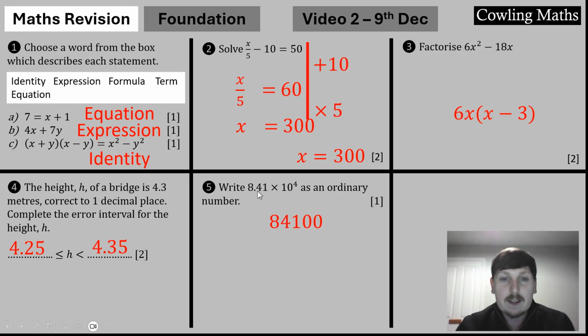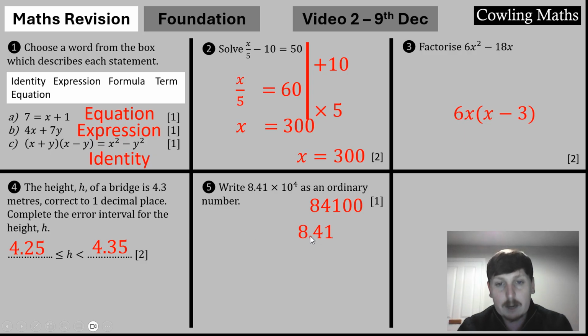Question 5 then, I think this is a nice question. It says to write 8.41 times 10 to the 4 as an ordinary number. So basically we need to take 8.41 and times it by 10 4 times. If we start with 8.41, every time I times everything by 10, I'll shift it 1 place to the left. Like you probably know, 8 times 10 makes 80, and 0.4 times 10 makes 4. So we're going to shift everything 1 place to the left when we times by 10 to get 84.1.